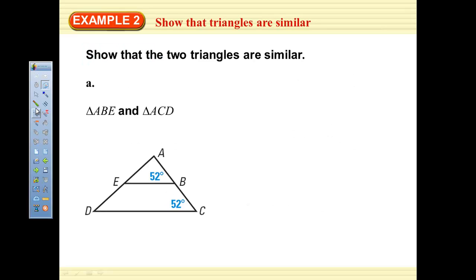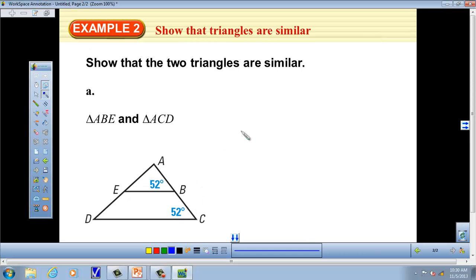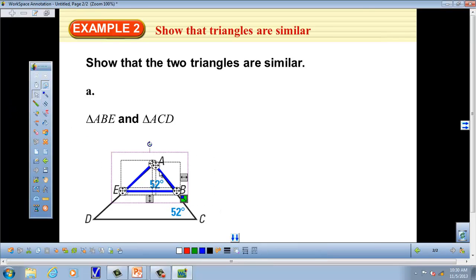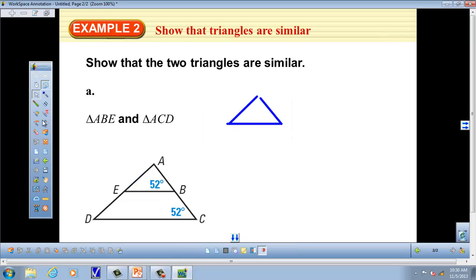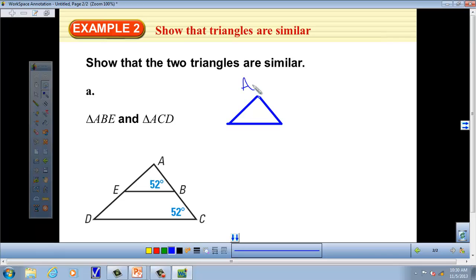Alright, here's another example. Best thing for you to do in this case is to draw the two triangles separately. So we have a triangle that goes from here to here, here to here, here to here, and so I'm going to take this triangle and bring it over here, and that's triangle ABE. And we know this is 52 degrees. Sorry, that's a horrible E.